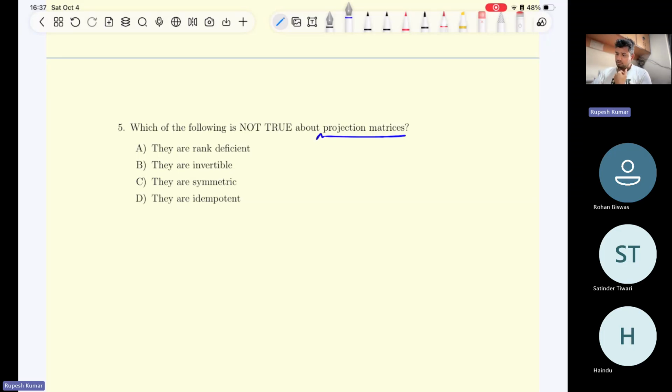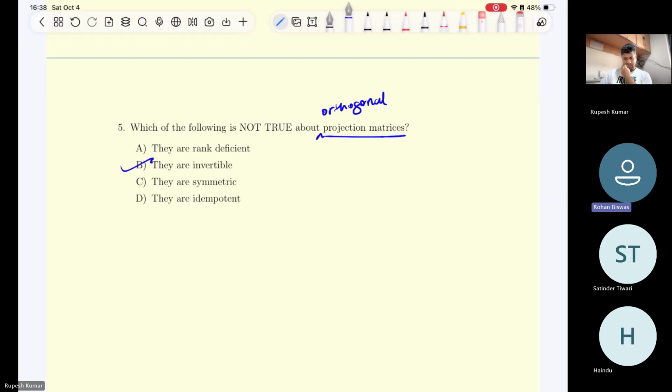Let's consider orthogonal projections. Let me reduce the set. Then it's fine, right? They can be non-invertible, right? They can also be not true, right? They are rank deficient. They can or cannot be. They are always rank deficient, right?